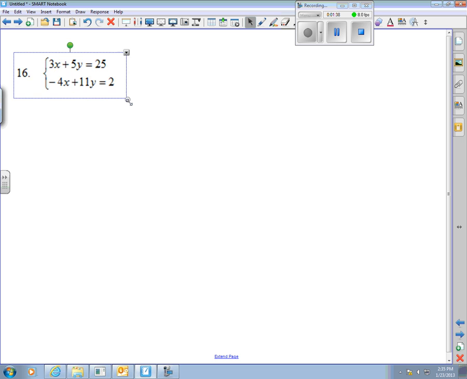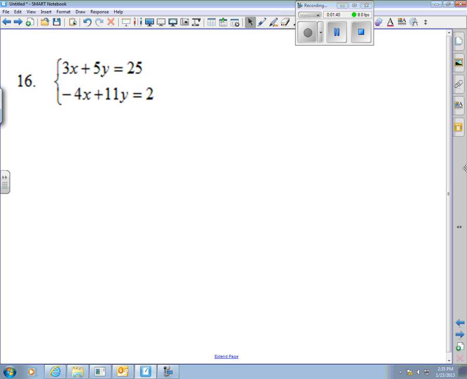Solving a system of equations. None of them can be multiplied by a single thing, so we're going to have to multiply both equations by something. I'm going to multiply the top equation by 4 and the bottom equation by 3. By doing that, we're going to get both of the x terms to be opposites of each other, and then we'll be able to add them together and they'll go away.